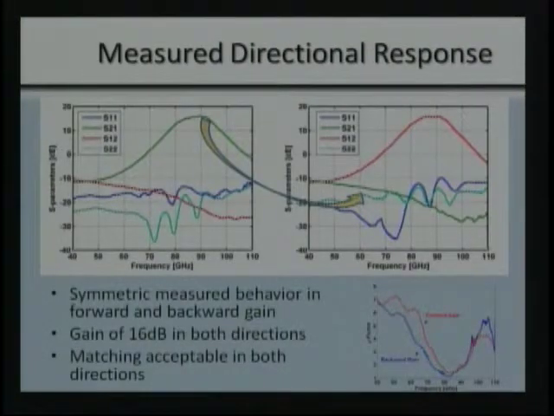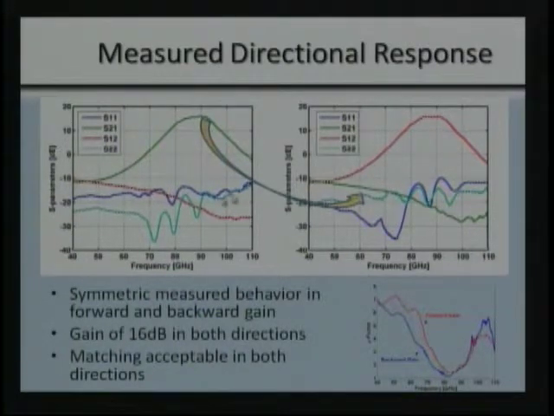How well did it work? Well, you see this very, very nice S-parameter plot here, where when we were transmitting in the receive mode, S21 peaks at about 16 dB of gain at 90 gigahertz. You'll notice the red curve is our backward propagation, and that's about minus 24 dB of gain at 90 gigahertz.